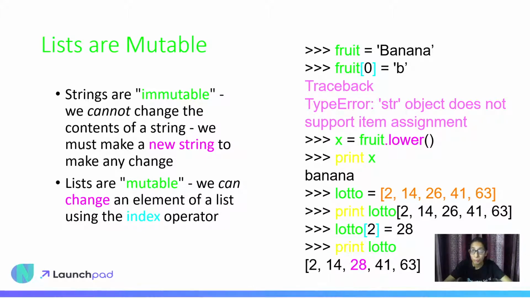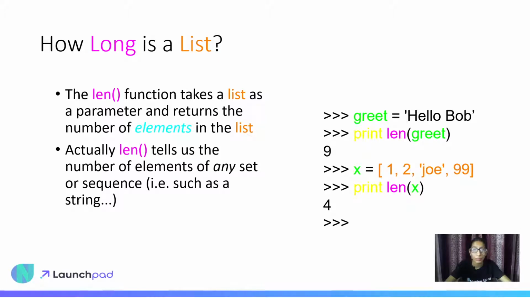Strings are immutable. That means that we cannot change the content of a string, but we can make a new string from a particular section of it. In other words, lists are mutable. That means that we can change an element by using the index operator, by using indexing. Okay, I'll perform one program for you to show how it's done.